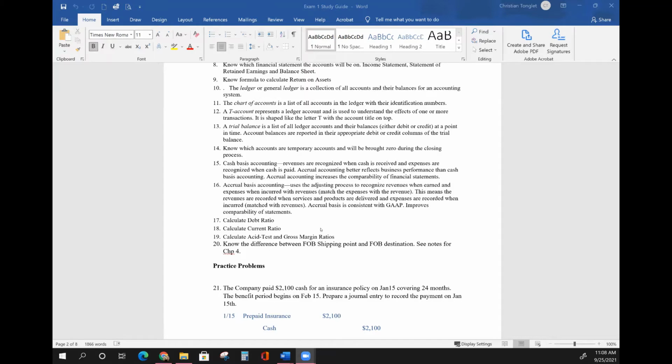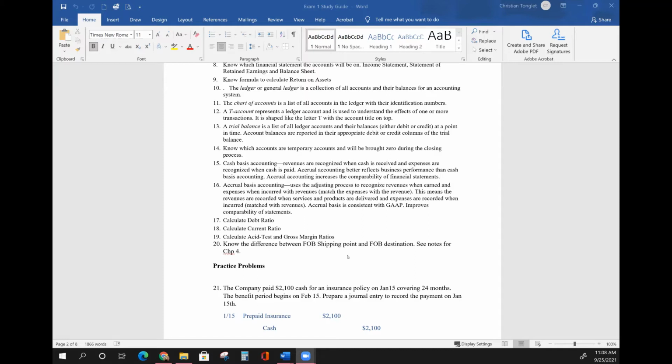Now, the FOB shipping point and destination: which one will the cost of the shipping be added to the cost of the inventory? So the question would just say, okay, here's how much the product was. This is how much the shipping was. And it'll tell you if it was shipping point or FOB destination.